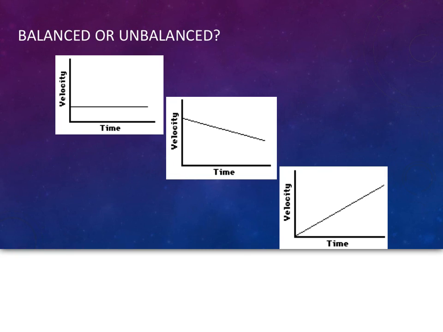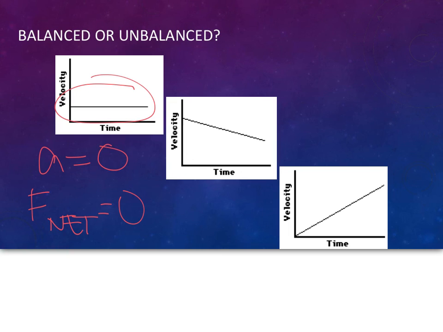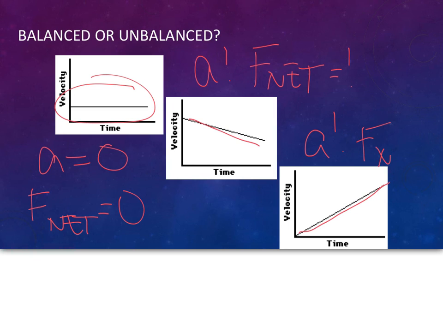If we want to do a recap with graphs, if you are at a constant velocity, that means your acceleration equals 0. So that means in this case, your overall net force equals 0. If your velocity is changing, so you're slowing down, then you do have acceleration. And if you do have acceleration, then you do have an overall net force. And in this case, if velocity is increasing, you do have acceleration because you're speeding up. So that means you do have an overall net force as well.